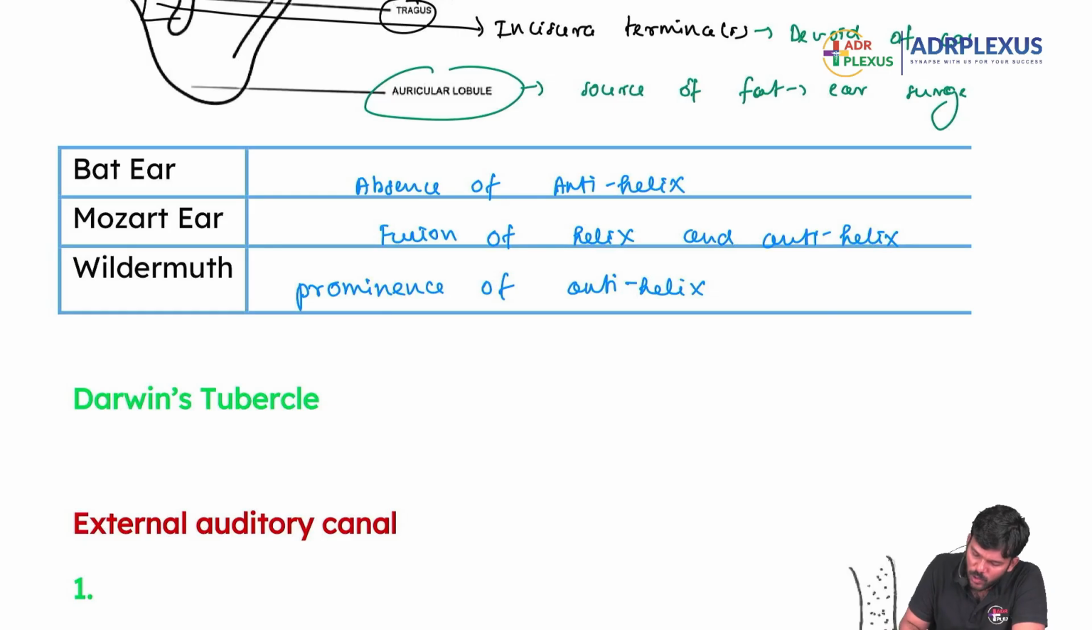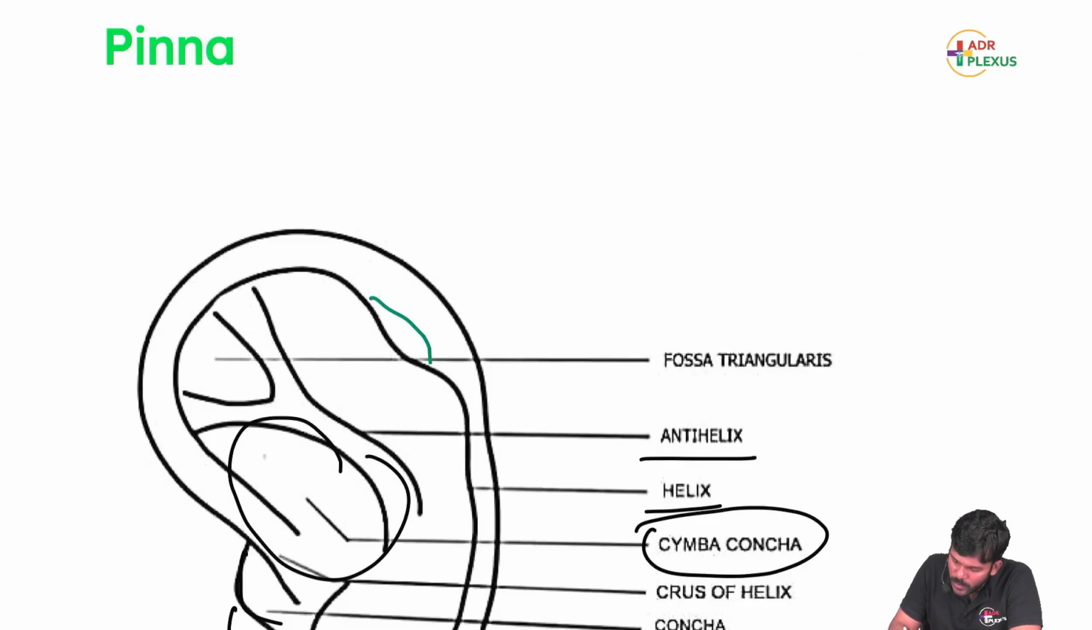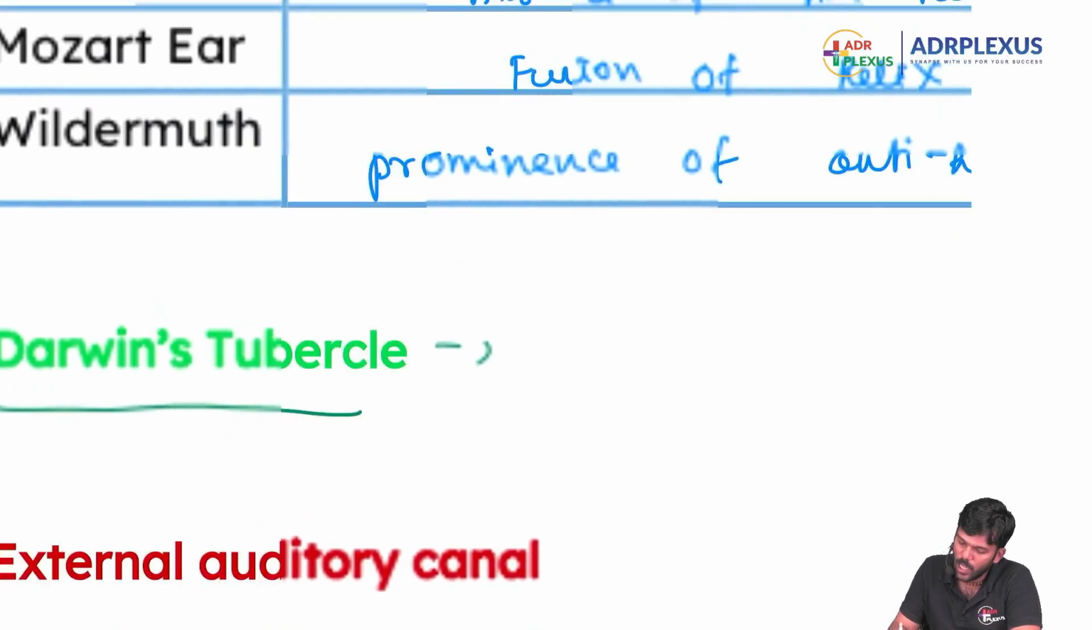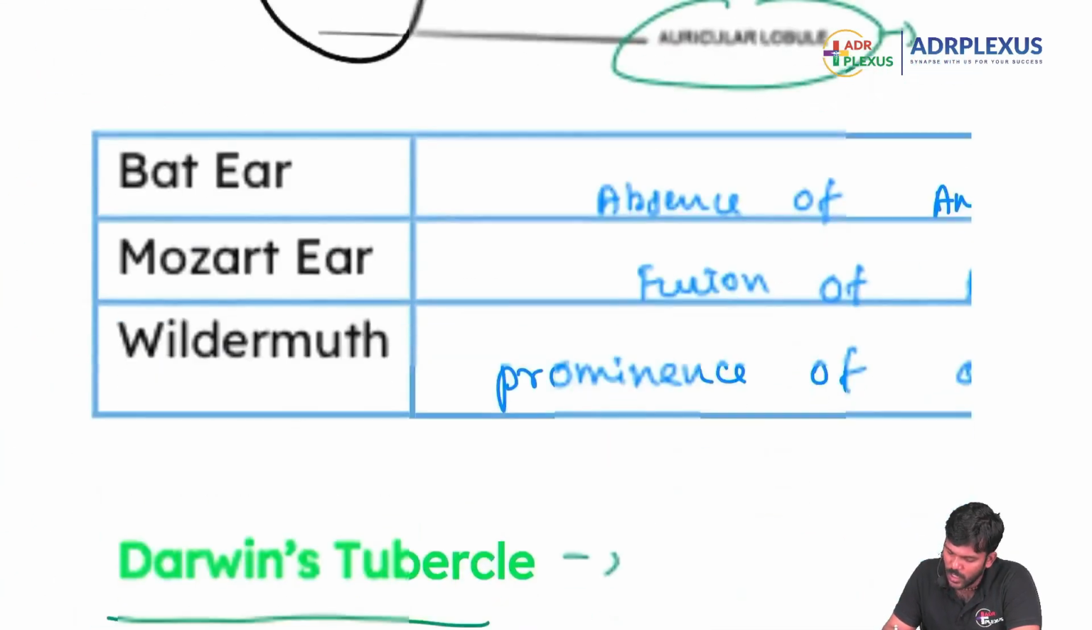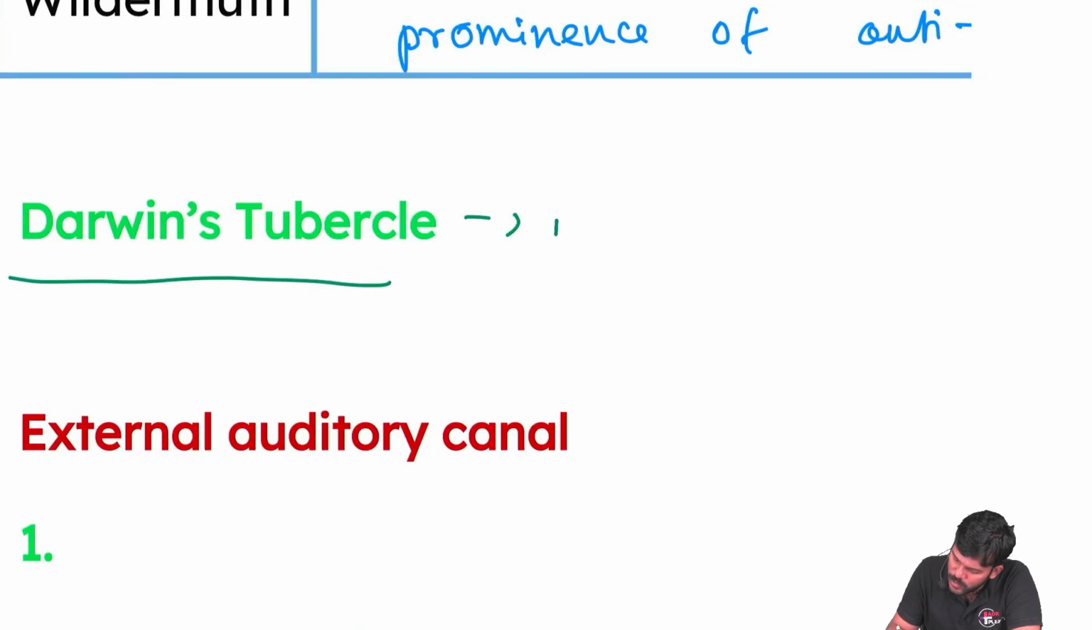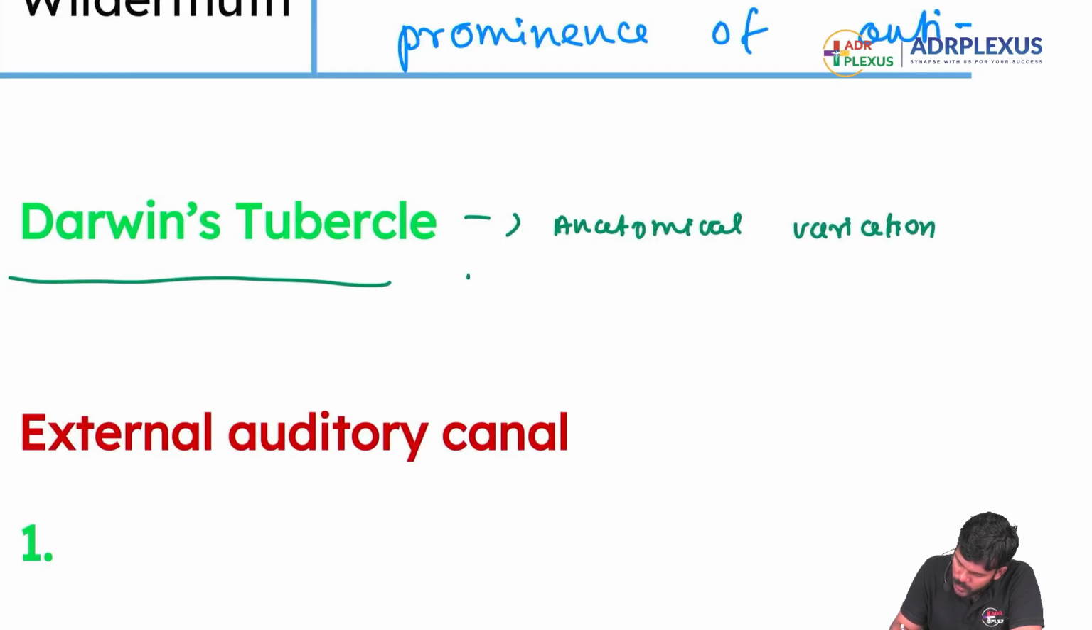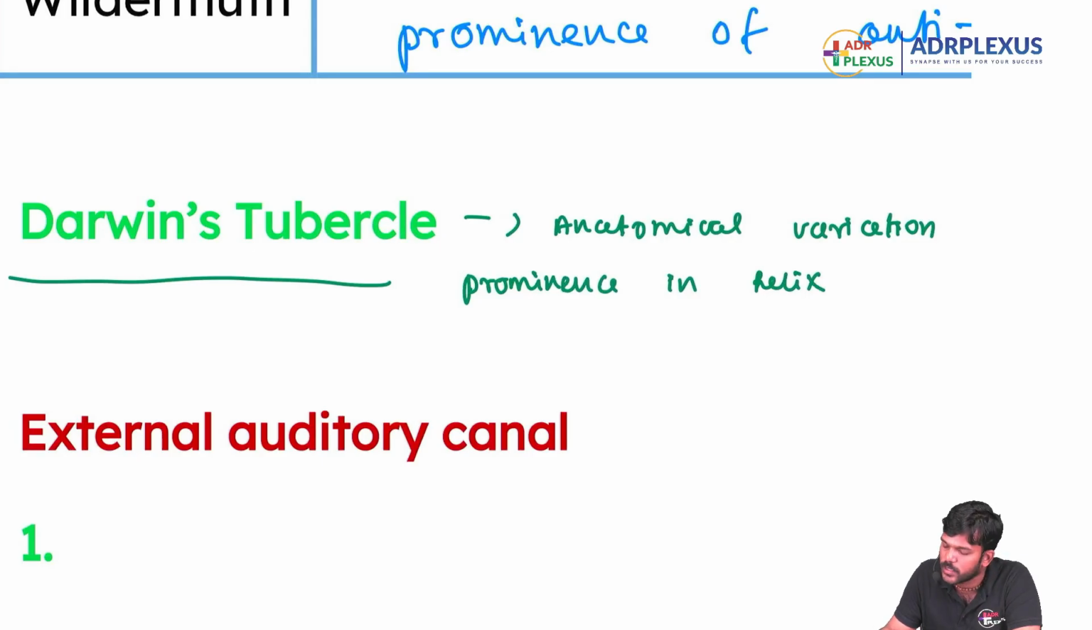We have a tubercle called Darwin's tubercle. This Darwin's tubercle is nothing but, can you see over here, a small prominence in the helix. So it's a prominence, an anatomical variation with no pathological significance. Okay, so we have finished the important points about the pinna anatomy.